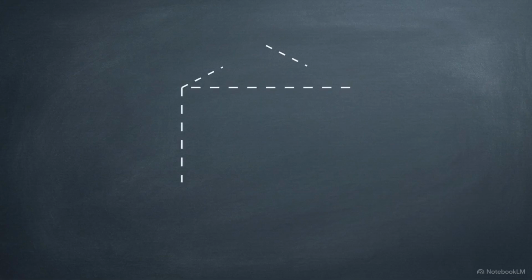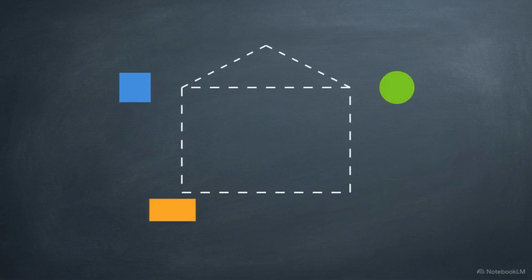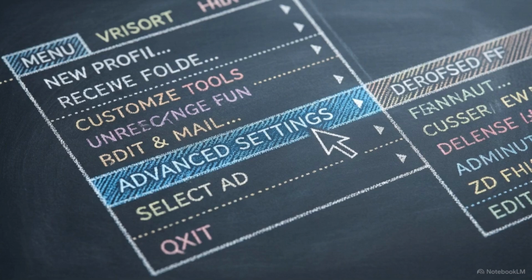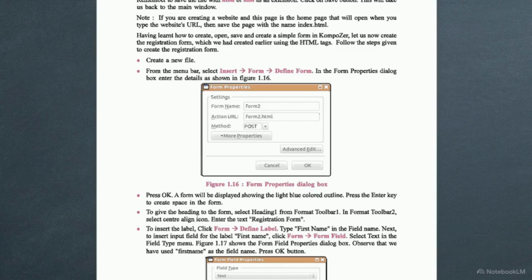Next, we need to create the form container. Think of this as an invisible envelope on the page that groups independent user inputs together so they can be transmitted simultaneously. Go to the top menu, click Insert, navigate to Form, and select Define Form. This brings up the Form Properties dialog. We assign the form a name, Form 2, and set the transmission method to POST. POST is a standard protocol used to send sensitive data to a server securely, keeping it hidden during transit.